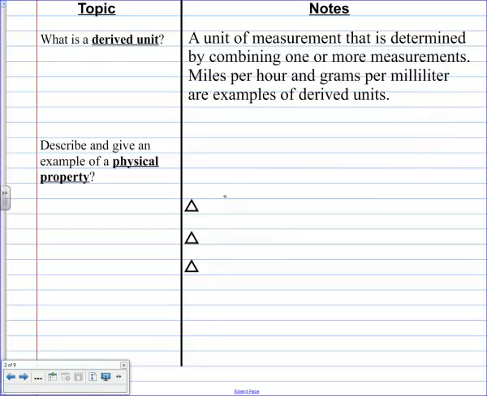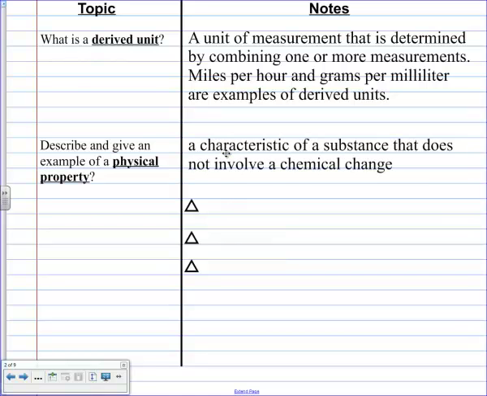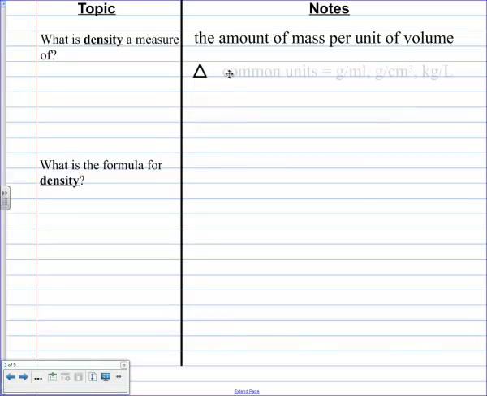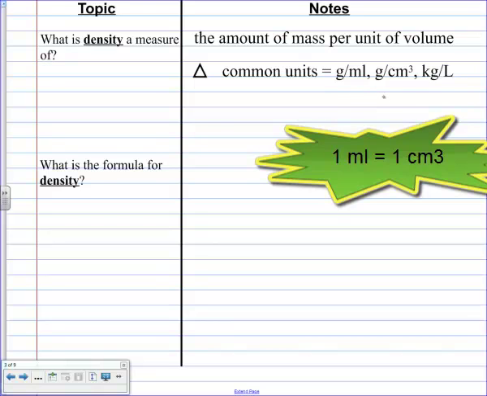Another topic that we cover when looking at density is that density is a physical property. It's a characteristic that we can observe without making the substance change its chemical makeup. We talked about chemical change and physical change, so if you need to, please go review in your notes. Some examples of physical properties include color, hardness, and of course, density. Density is defined as the amount of mass per unit volume, and its common units include grams per milliliter, grams per centimeter cubed, and kilograms per liter.